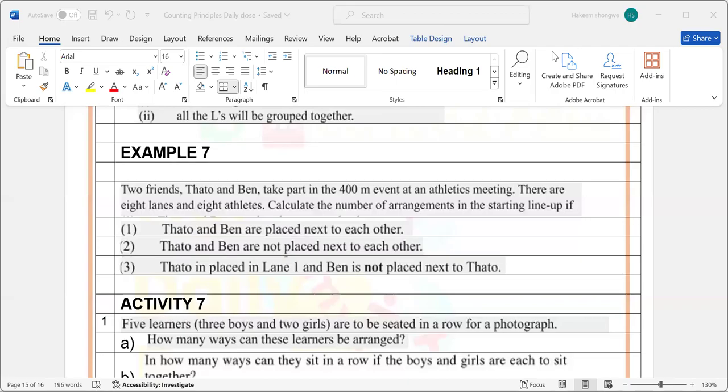So these two friends, Tato and Ben, take part in a 400-meter event at the athletics meeting. There are 8 lanes. So very important, we should start to build our data to say all in all there are 8 lanes.